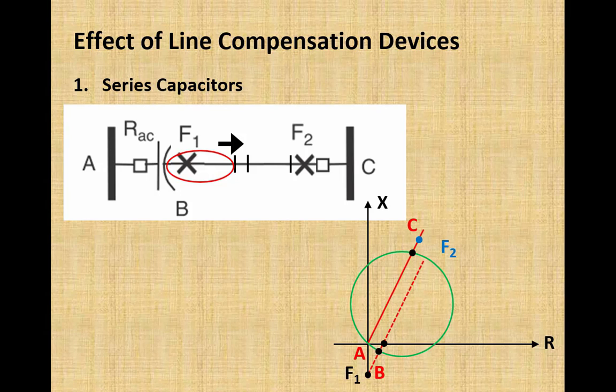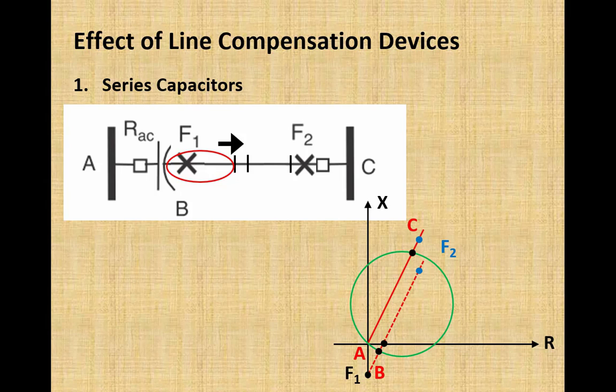But due to the presence of this series capacitor, as the line impedance has shifted downward, the same would happen with this fault F2. This fault F2 will appear as a fault inside the reach of this relay RAC due to the presence of this series capacitor. So the new dot that you can see on the dotted line will be the position of this fault in the presence of the series capacitor. This is known as zone 1 of relay RAC overreaching, meaning it senses a fault beyond its reach due to the presence of this series capacitor.